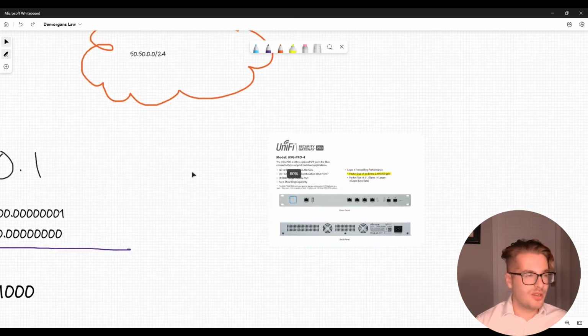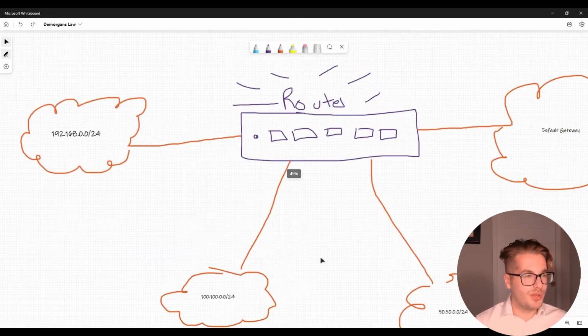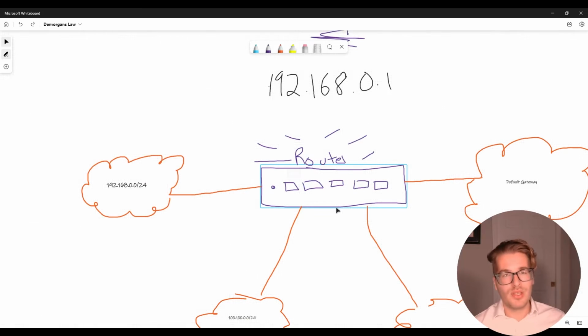So how are these routers doing things so quickly? Well, for one, the router doesn't need to look at the entire IP address. It just needs to look at a subset of that IP address.